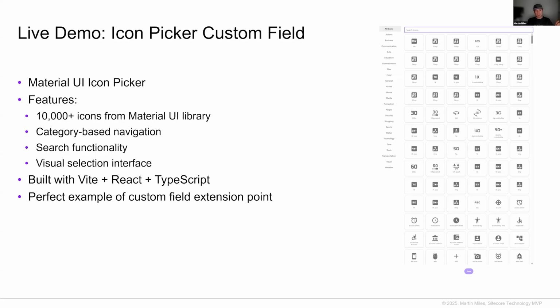This is a perfect example of the Sitecore custom field extension point in action. The app appears in a modal when the content editor clicks to open it up. It provides a rich interactive interface for selecting data that wouldn't be possible with a standard text field. The tech stack is simple. It uses Vite for the build tool, React for the UI, TypeScript for type safety, and of course, the Material UI icon library for all the icon data. The Marketplace SDK handles all the integrations with Sitecore.